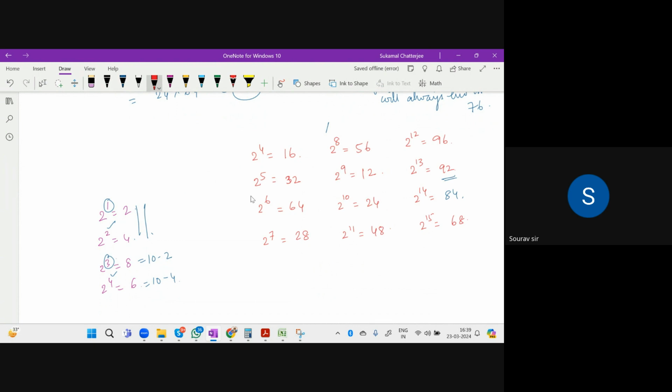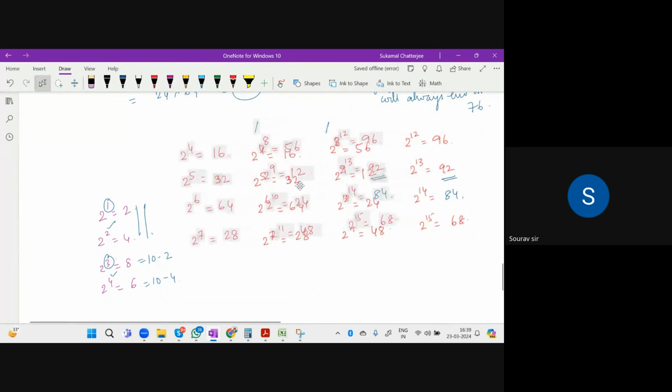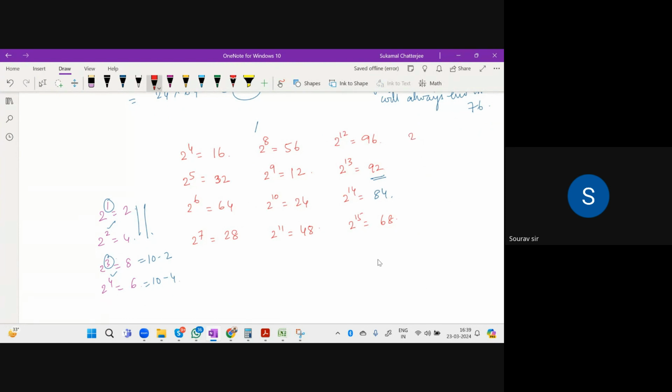Let's take one more group, then it will be easier to understand. 2 to the power 16 will be 68 into 2, 136, so 36. Then 2 to the power 17 will be 7, 2. 2 to the power 18 will be 4, 4. 2 to the power 19 will be 8, 8. Now let's see if we can find some logic here.